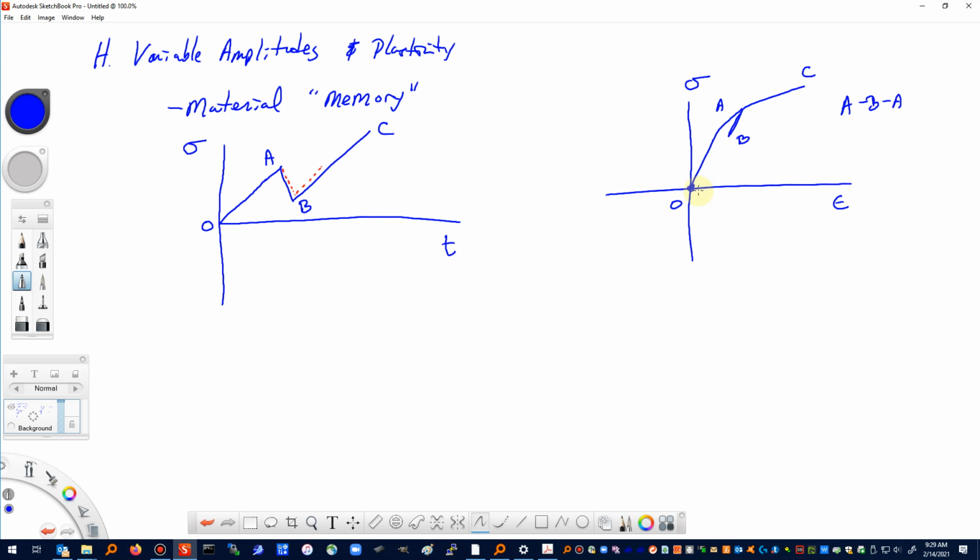We would see if we loaded it from O all the way up to C, it would take this path, just like this. But if we went from O to A to B to C, it would follow the path after this excursion happened, as if the excursion from ABA had never even occurred.